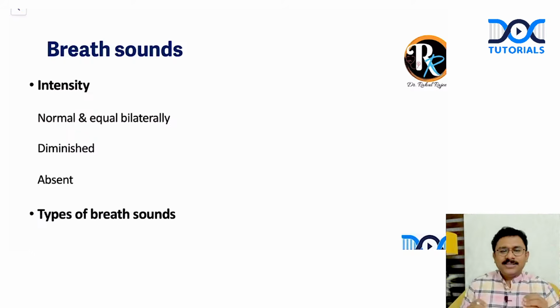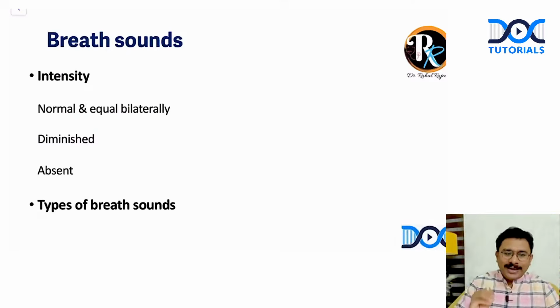When I say intensity of breath sounds, please understand that normally breath sounds are normal and equal bilaterally. But what is the abnormality? It can either be diminished or absent. Correct or not? Yes. Now coming to the type of breath sounds.